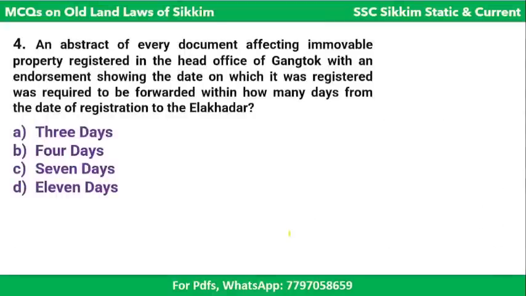Next question. An abstract of every document affecting immovable property registered in the head office of Gangtok with an endorsement showing the date on which it was registered was required to be forwarded within how many days from the date of registration to the Elakhadars? So let us say that the registration has been done, okay, and then the registration will be done at the head office in Gangtok, and the question is asking it an abstract of every document, that is a copy of the document needed to be sent from head office Gangtok to the Elakhadar, and this should be forwarded within how many days?